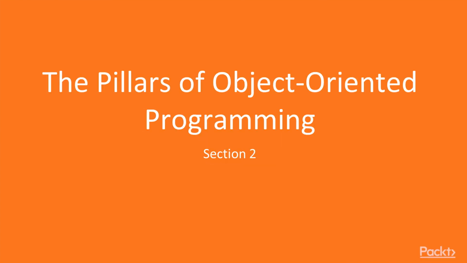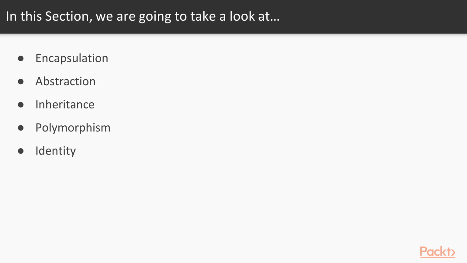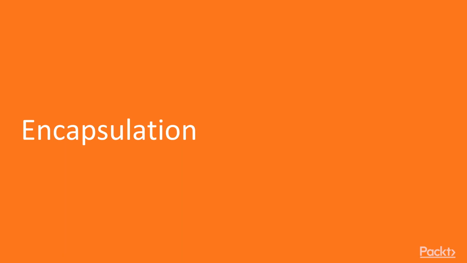Hello, welcome to section 2 of our lesson, the pillars of object-oriented programming. In this section, we will be talking about encapsulation, abstraction, inheritance, polymorphism, and identity.